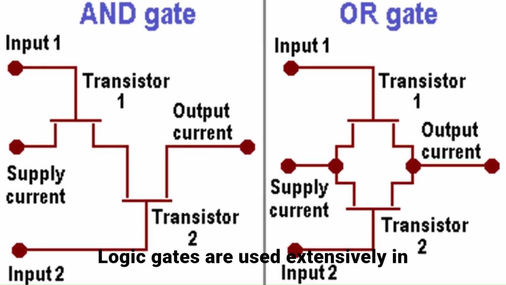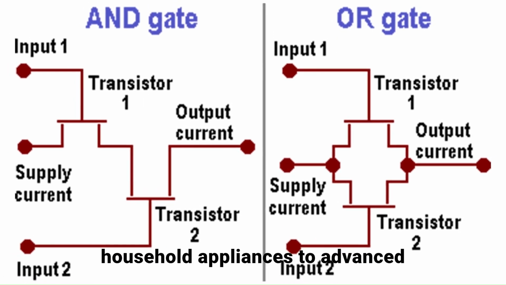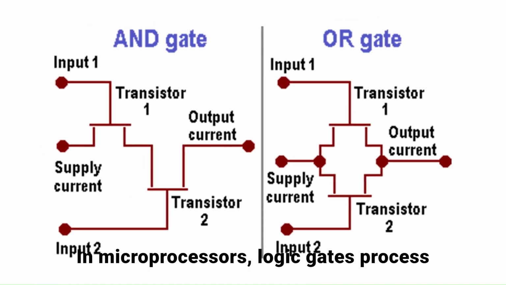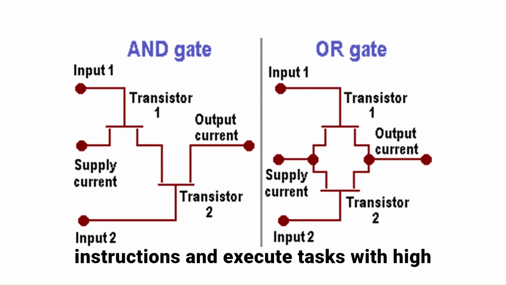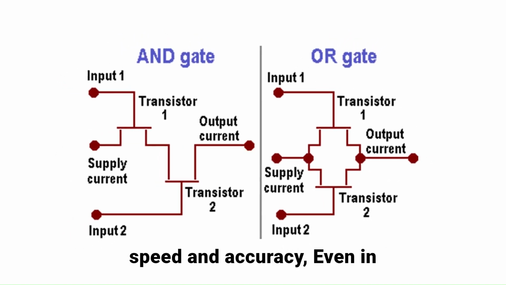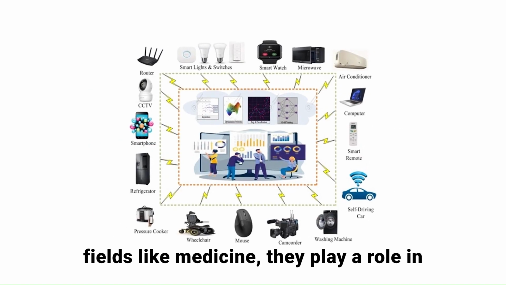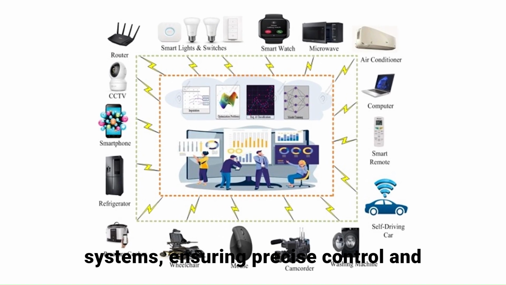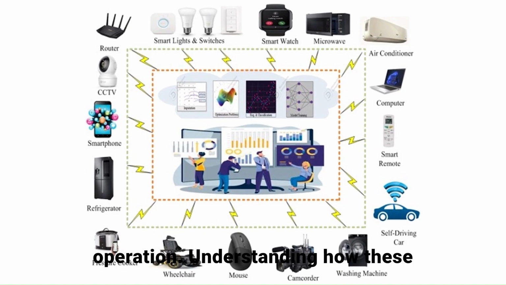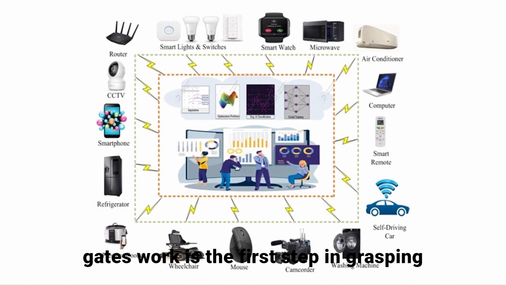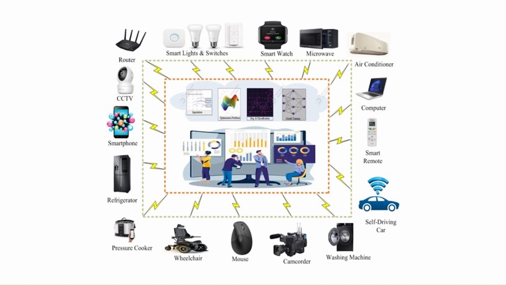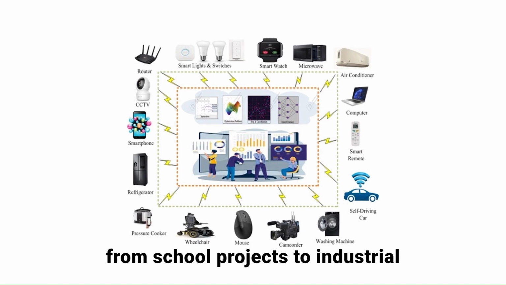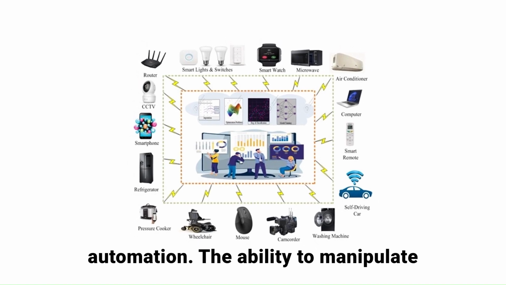Logic gates are used extensively in modern technology, from everyday household appliances to advanced artificial intelligence systems. In microprocessors, logic gates process instructions and execute tasks with high speed and accuracy. Even in fields like medicine, they play a role in devices such as pacemakers and imaging systems, ensuring precise control and operation. Understanding how these gates work is the first step in grasping the fundamentals of digital electronics. Their simplicity in function allows them to be used in a variety of applications, from school projects to industrial automation.